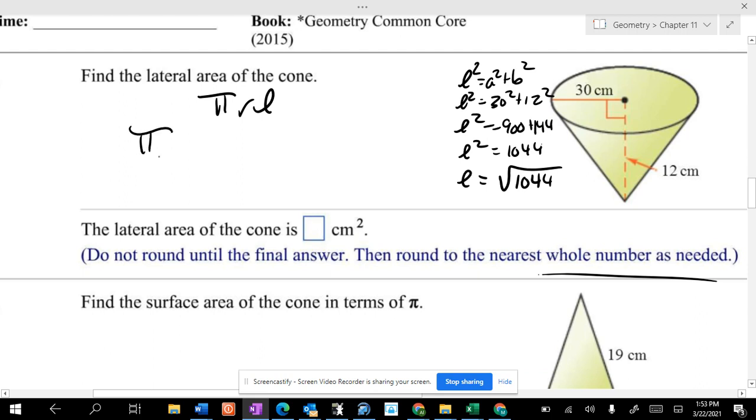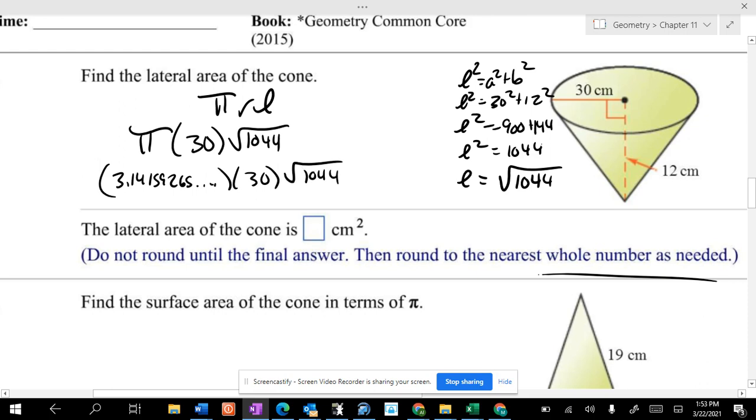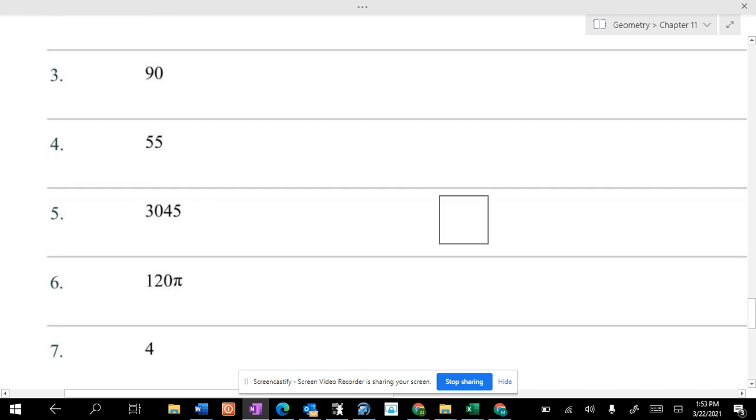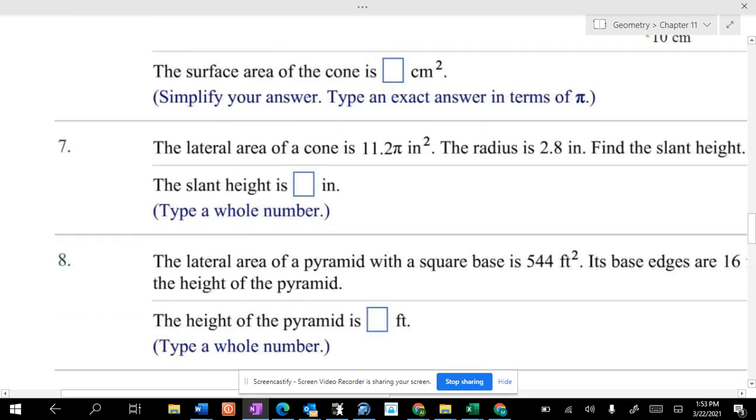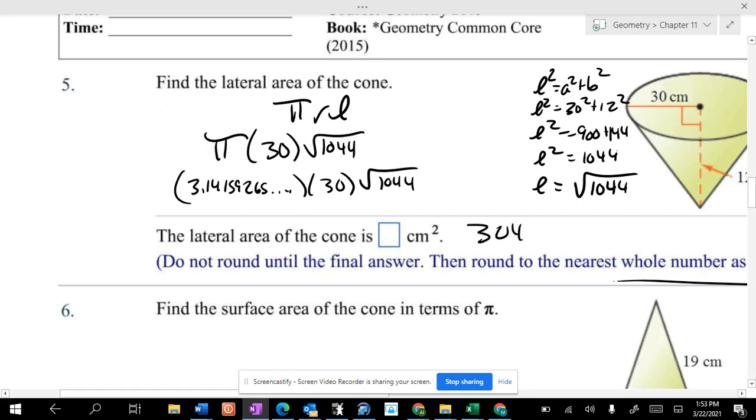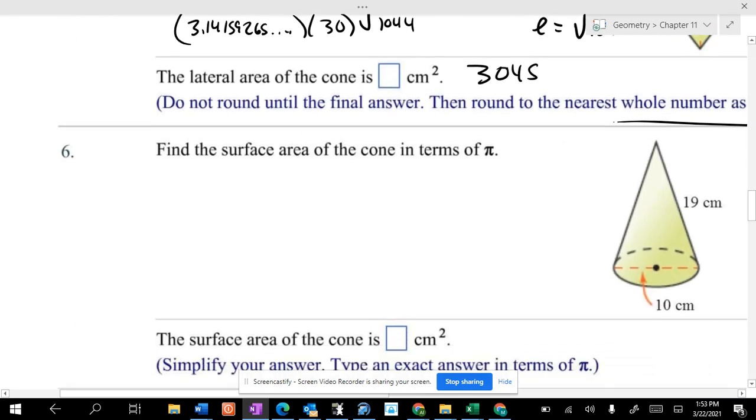So you take pi times r times L. So you push the pi button on your calculator, which gives you 3.14159265, yada, yada, yada, times 30 times the square root of 1044. And you're going to round it to the nearest whole number, and that's going to round to 3045. Okay.